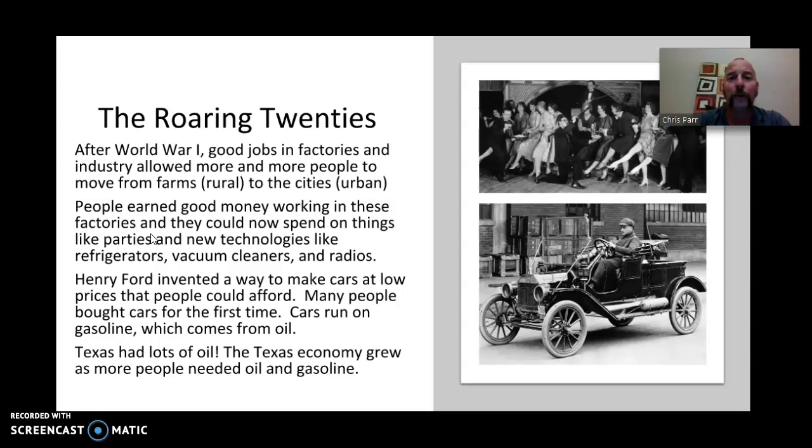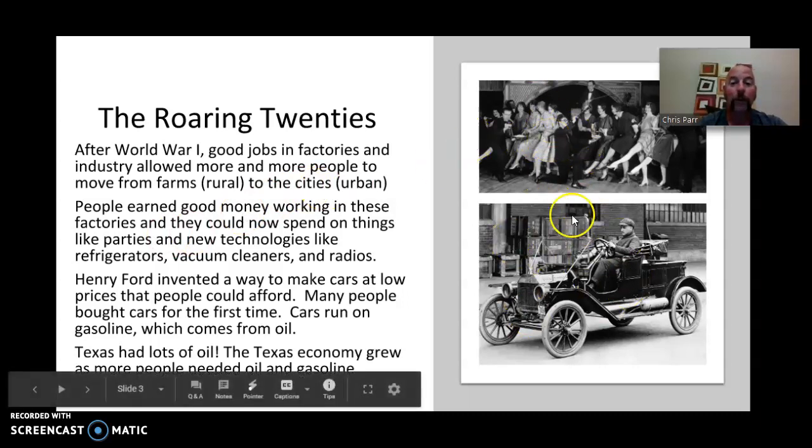And when you're working on a farm, you don't have a lot of free time. From sun up to sundown, you're basically working, taking care of animals, taking care of the crops. Okay, but now working in these factories, they had free time and money, and they could spend this money on things like parties, cars, refrigerators, radios, all these new inventions.